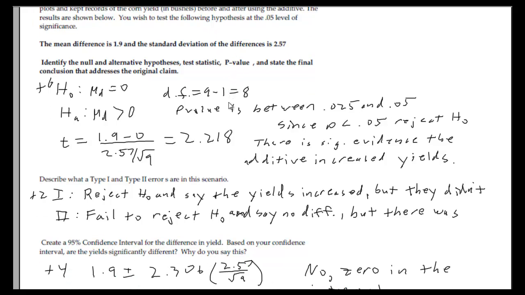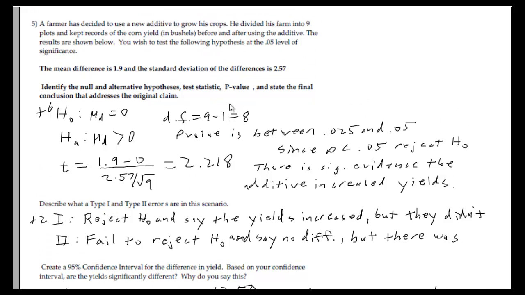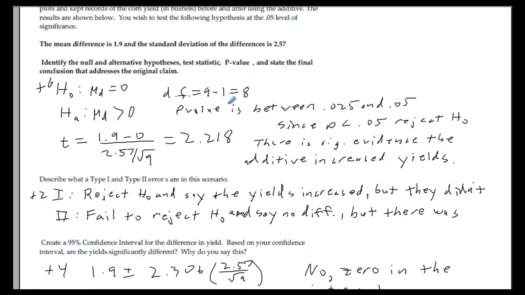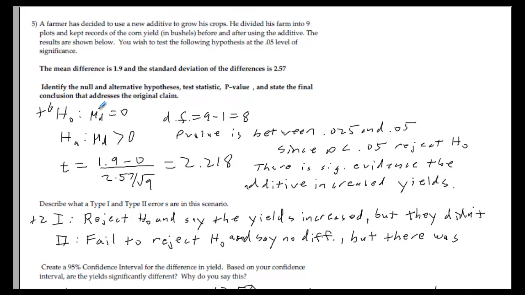Number 5, last page, 5 and 6 are on the last page. I did not count off for this. This is a dependent or paired data. So we're using the plots from the field here. Our null hypothesis is that the mean difference in the yields would be nothing between the plots. Since they're paired, it's in the same field. The ground should be the same. And the alternative is that the mean of this dependent sample would be greater than 0. So we'd see an increase in yield.